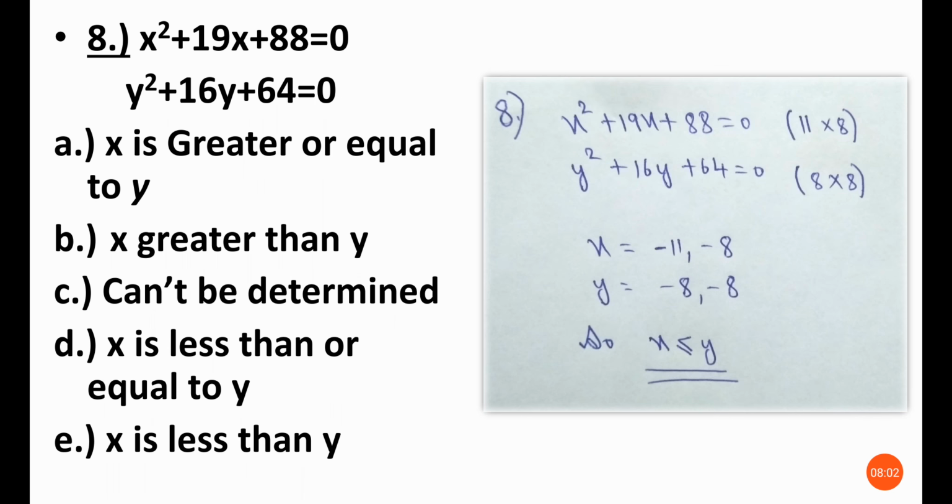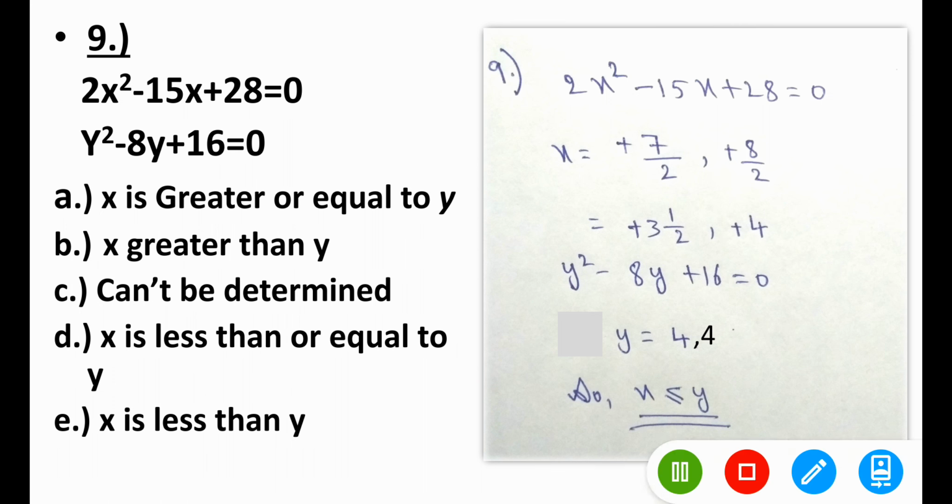I hope you understood. Next, move to the 8th one. x² + 19x + 88 = 0. y² + 16y + 64 = 0. They asked to identify the relationship between the roots of these two quadratic equations. The roots for this quadratic equation are -11 and -8. The roots for this quadratic equation are y = -8, -8. On comparing, -8 and -8 are equal, and here -11 is less than -8. So that's why x is less than or equal to y. Option D is the right answer.